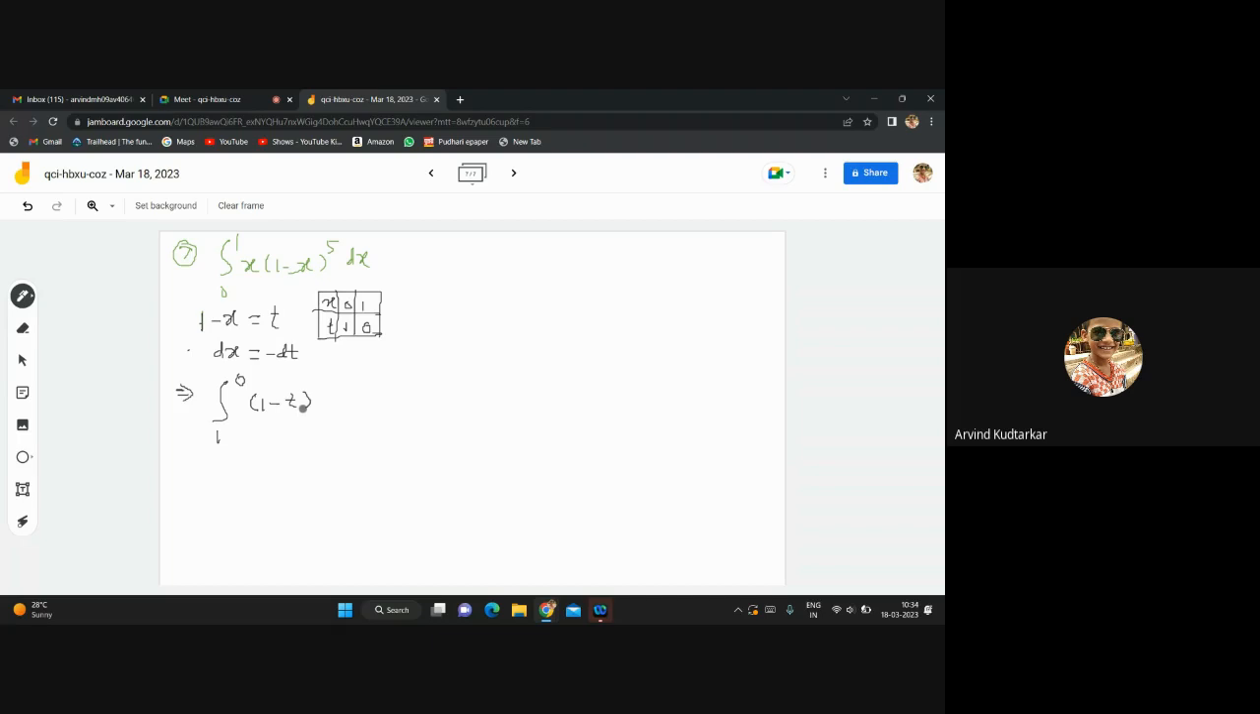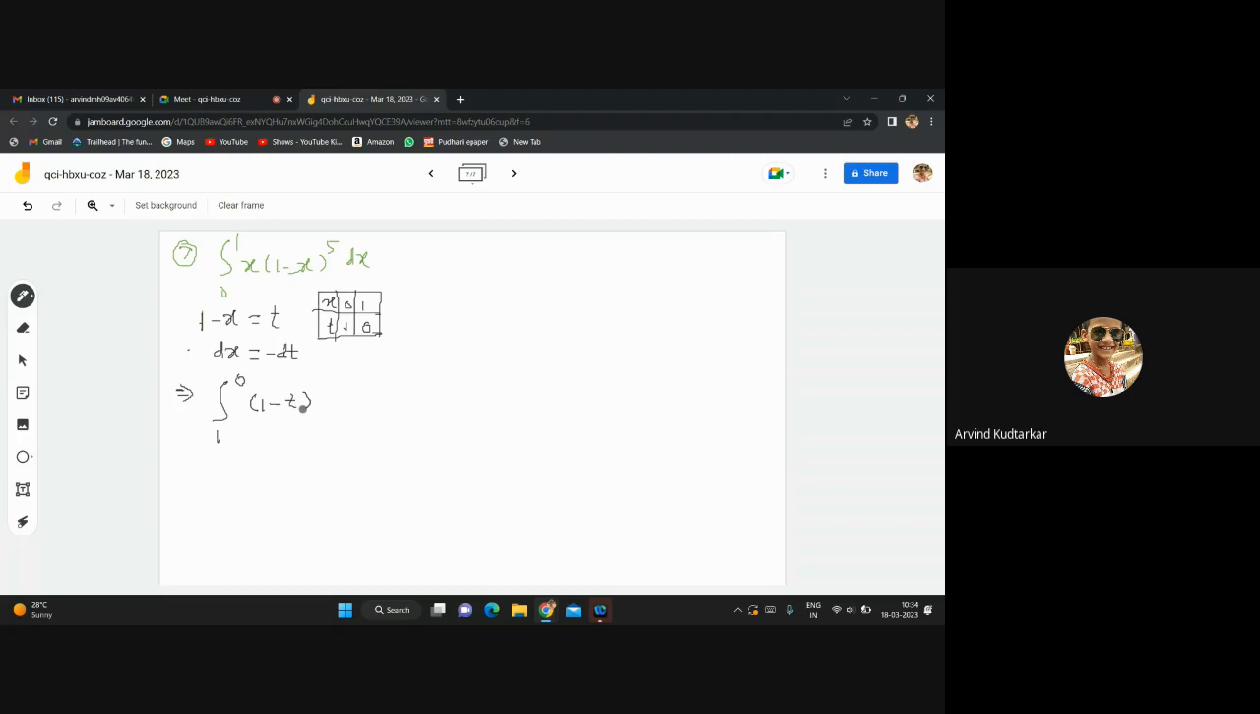There is a minus, na. So how to interchange their upper and lower limits? We have to interchange the upper and lower limits by multiplying by minus. And what does this minus become? Plus. So it is from 0 to 1, and multiplying by t, t raised to 5 minus... what will it be? t raised to 6 into dt.